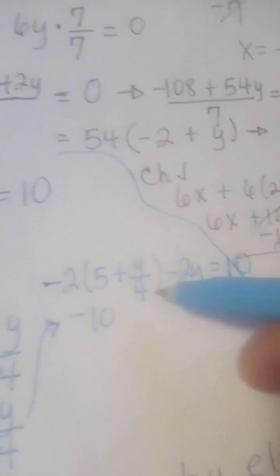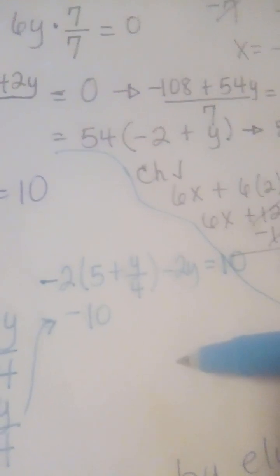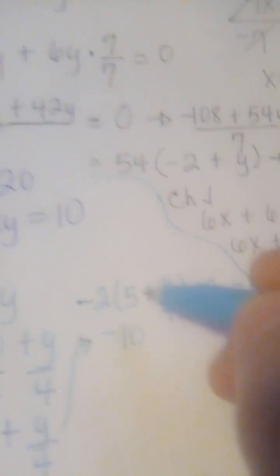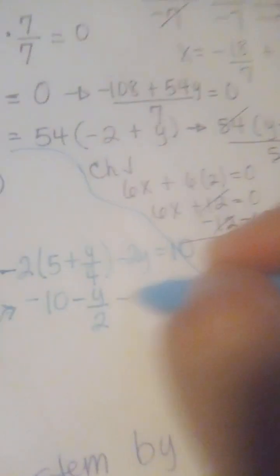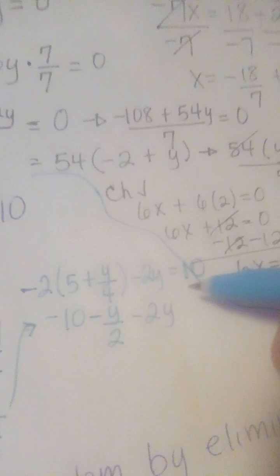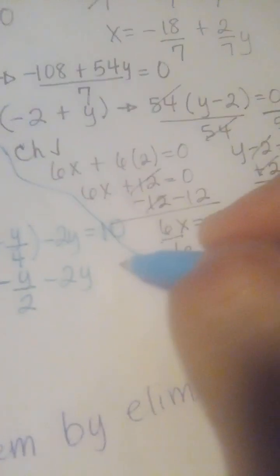So you notice something here. We have negative 2 and 4. Can it be reduced? Yes, we can. So instead of add, it will be subtract: y over 2, minus 2y equals 10.